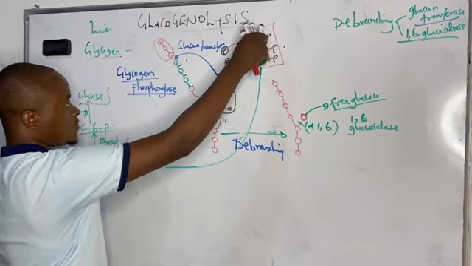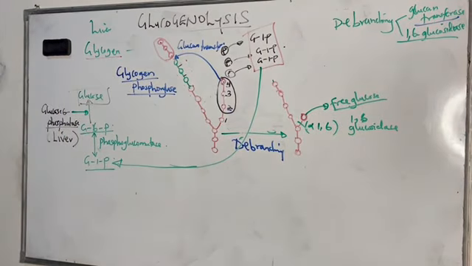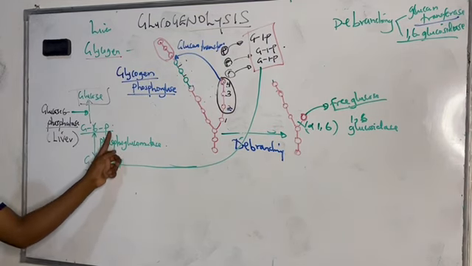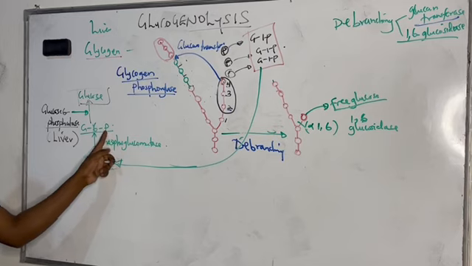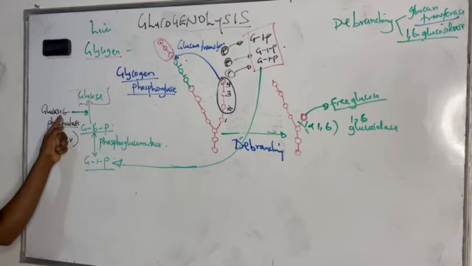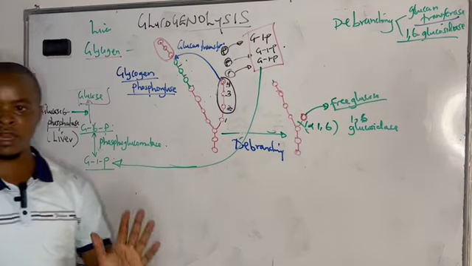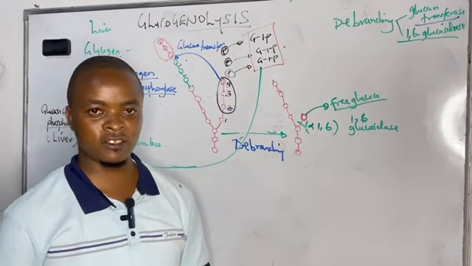Then the glucose 1-phosphate formed goes to the liver, where we convert it to glucose 6-phosphate. And for this glucose 6-phosphate in the liver, we have an enzyme known as glucose 6-phosphatase, which converts it into glucose, ready to be used to provide energy.